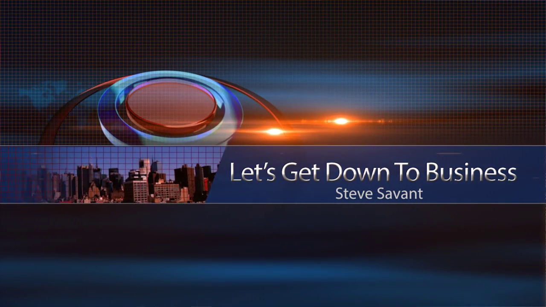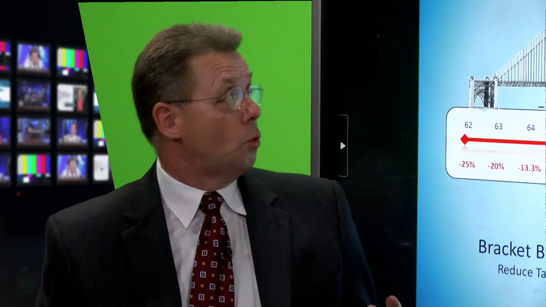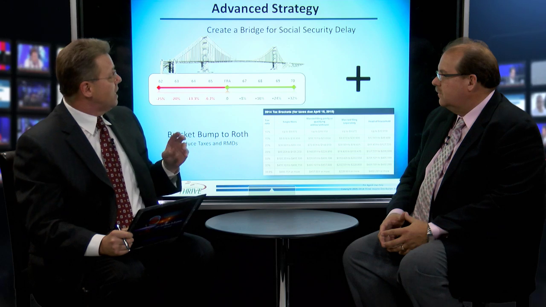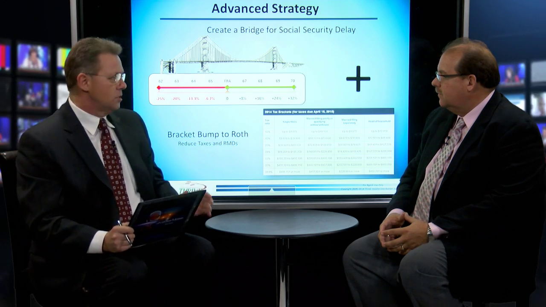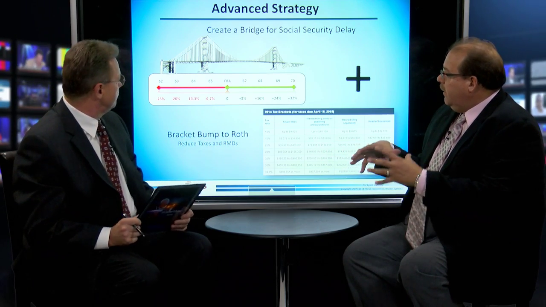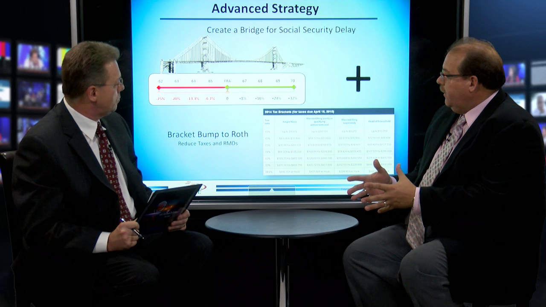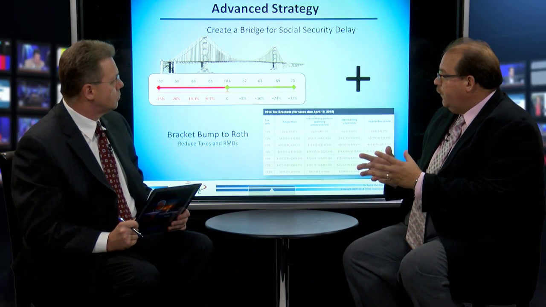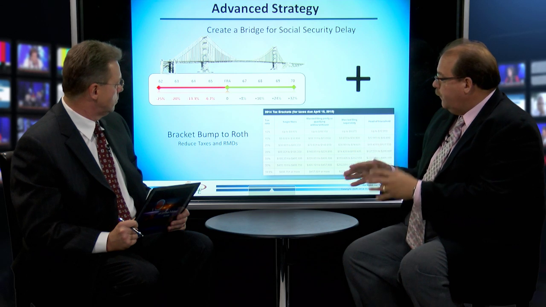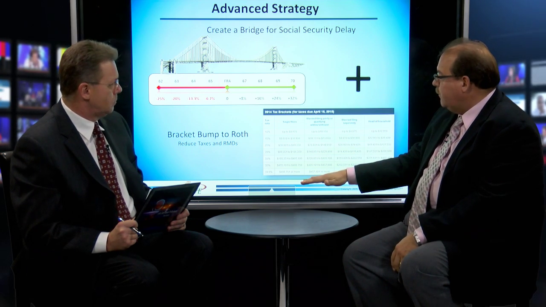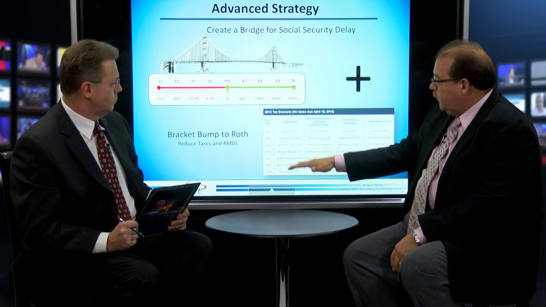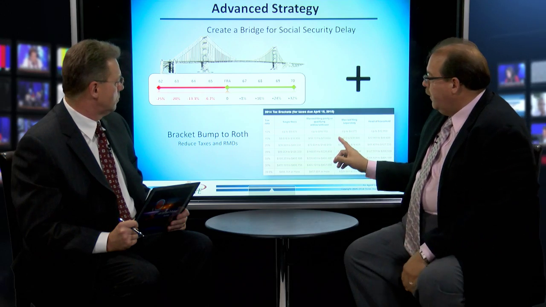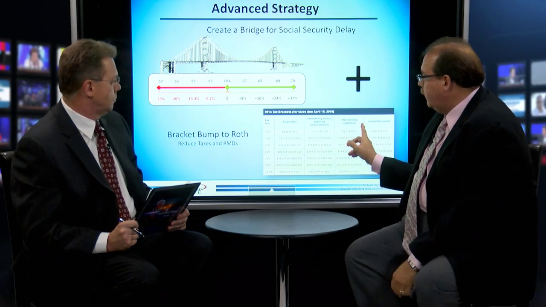Well, welcome back to the second segment. Of course, we're with Curtis Cloak. Curtis is going to walk us through one of his advanced strategies in creating a bridge. Walk us through this. Well, we're going to talk about the Social Security delay strategy using a bridge of non-qualified dollars, and we're going to use that bridge and those dollars to actually artificially lower tax brackets, depending on what filing status we have, to create opportunities for this bracket bumping Roth conversion strategy.